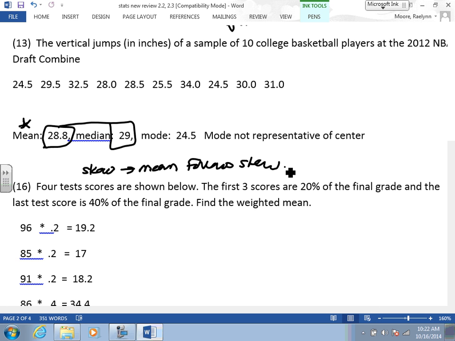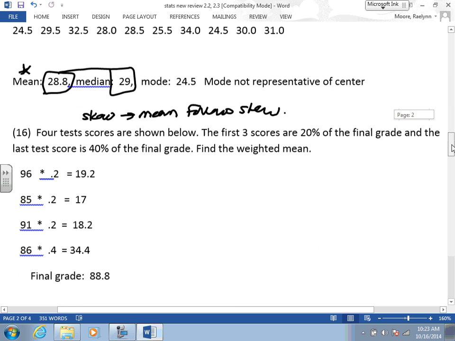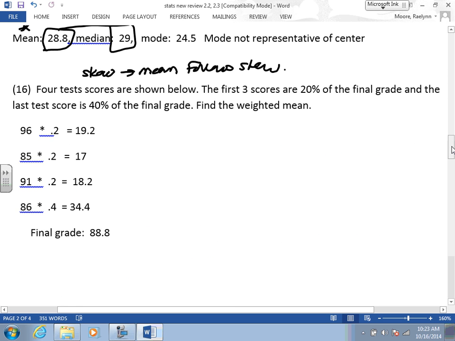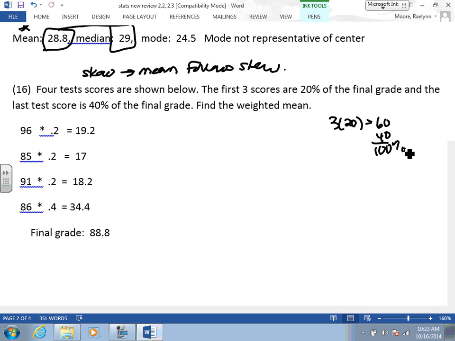You guys were asking about this. Read this carefully. The first three tests, or the first three scores, were weighted 20% of your final grade. If you add up 3 times 20 and add in a 40, that's 100% of your grade. They did this based on 100. It has to be based on 100. So the first 3 scores were 20%. Multiply them by 0.2. The last 4, 40%.